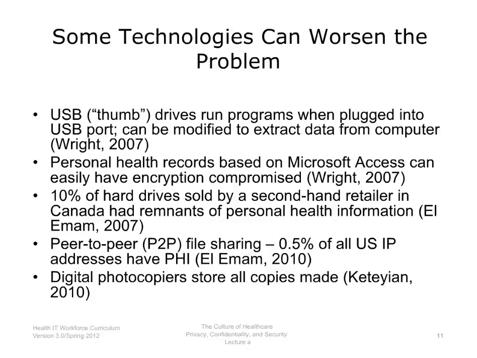Also of note is that PHI can be discovered by files available from peer-to-peer file sharing networks. One analysis found that half of 1% of all IP addresses on the Internet in the U.S. have discoverable PHI. Finally, another technology that can store PHI is the digital photocopier, which stores all copies on an internal hard disk. If the information is compromised, PHI can potentially be leaked.